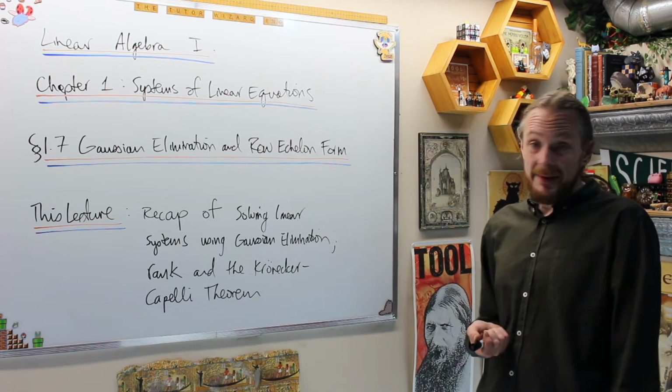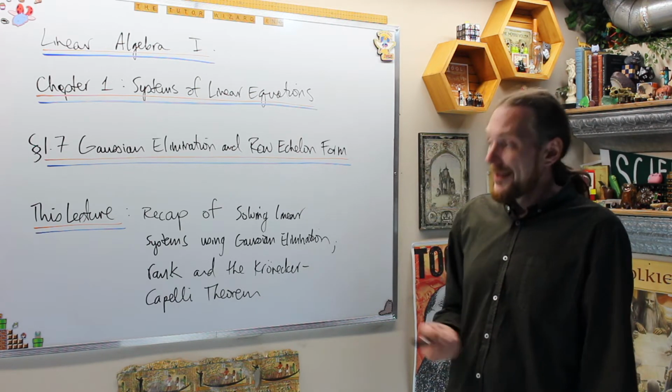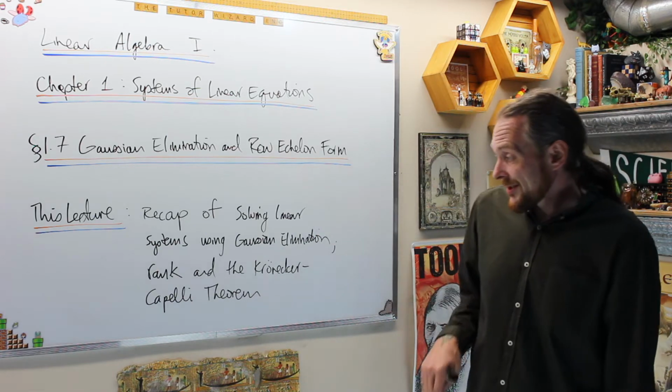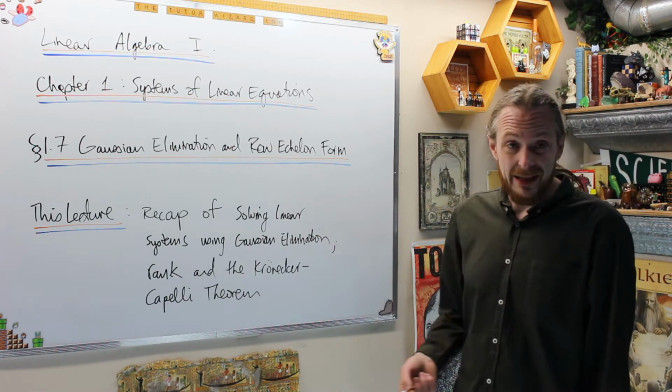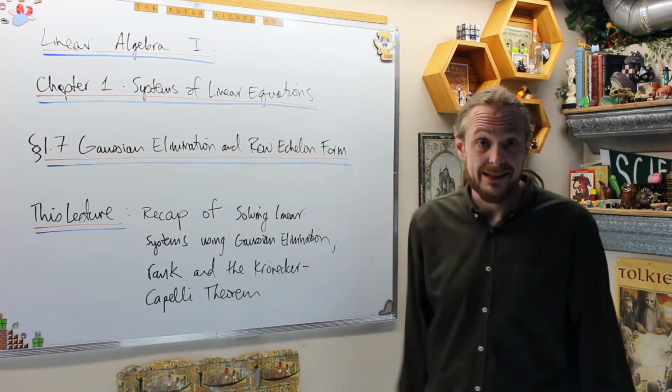Chapter 1 is Systems of Linear Equations. 1.7 is Gaussian Elimination in row echelon form. This lecture, what we're going to do is recap 1.7.3, solving linear systems using Gaussian elimination, and then we'll quickly talk about the rank and Kronecker-Capelli theorem about when we have inconsistent systems.